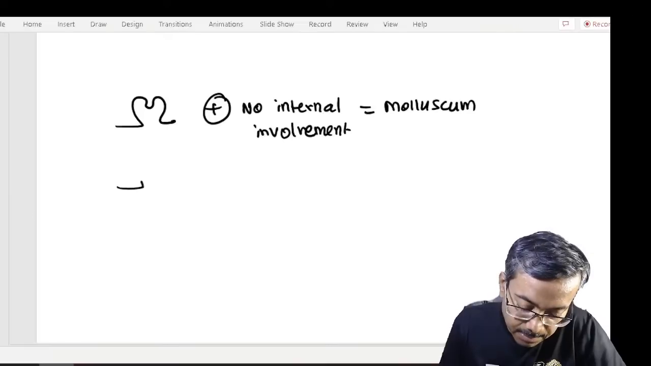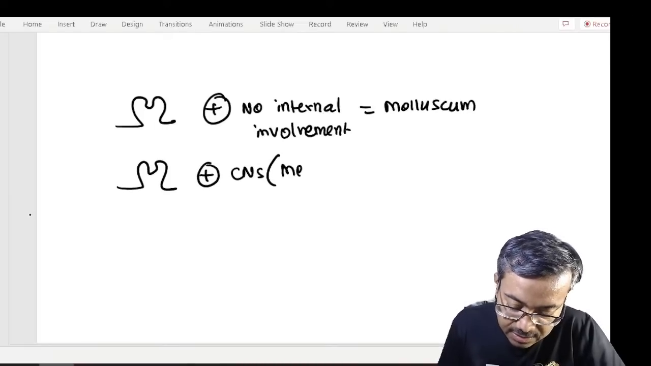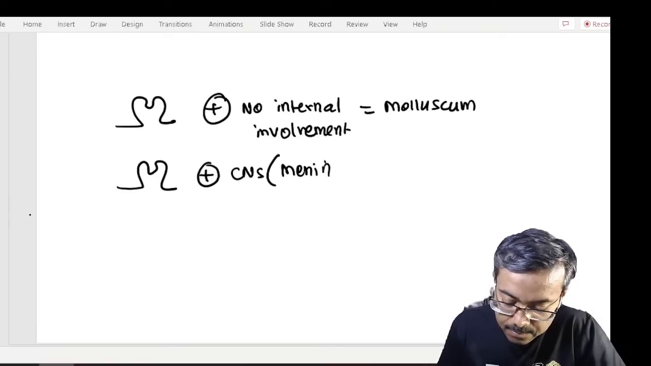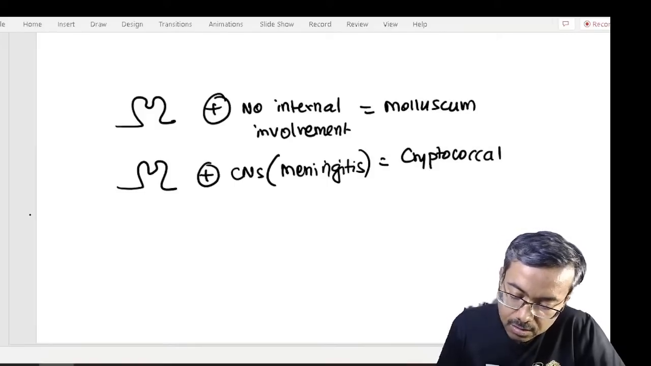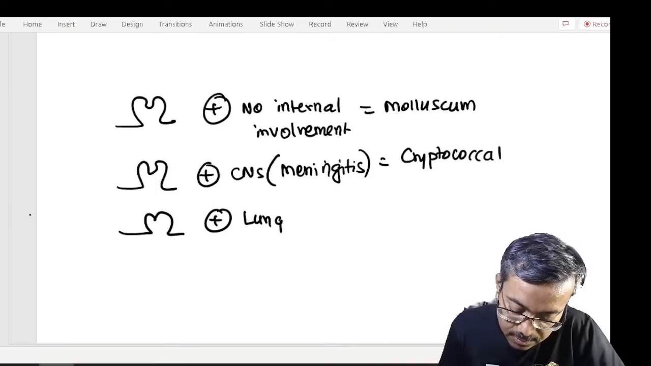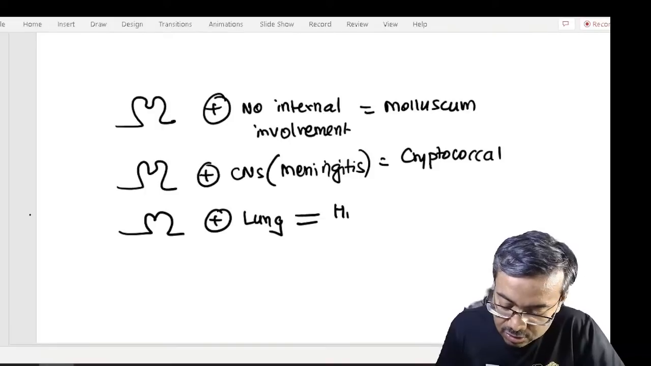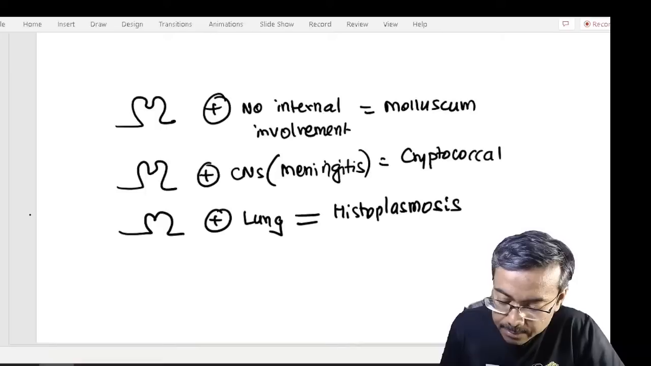Now, if the same umbilicated papule has CNS involvement with meningitis, you will answer it as cryptococcal disease. And if the same stuff comes with lung involvement, then you will answer it as histoplasmosis. So in all three, you have umbilicated papules.